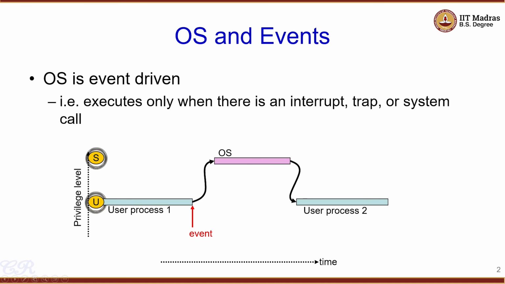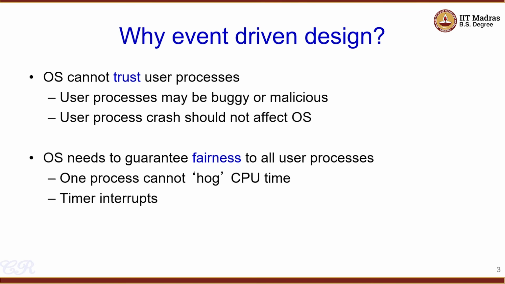Now when the processor switches back to user mode, either you would have the same process, that is user process 1, executing, or the scheduler may pick another process, for example user process 2, to execute, right? So over a period of time, the processor switches between user mode and supervisor mode in order to service these very specific events.